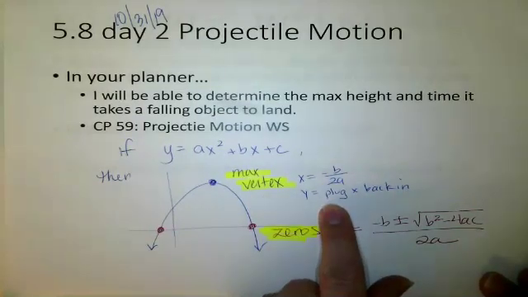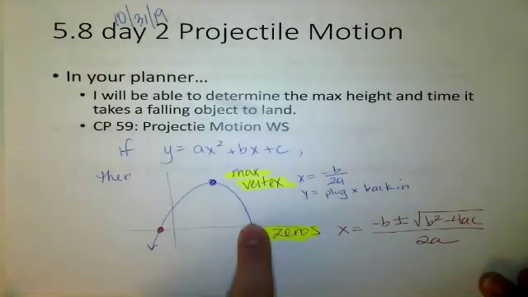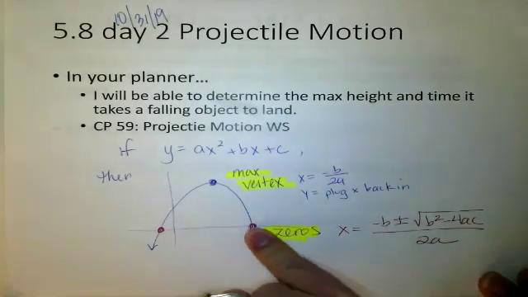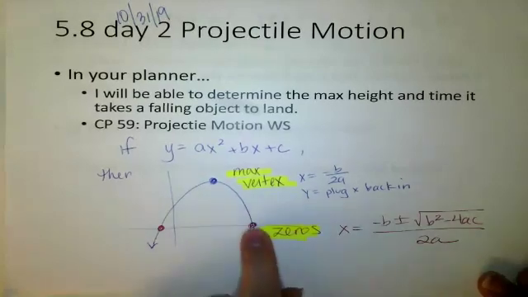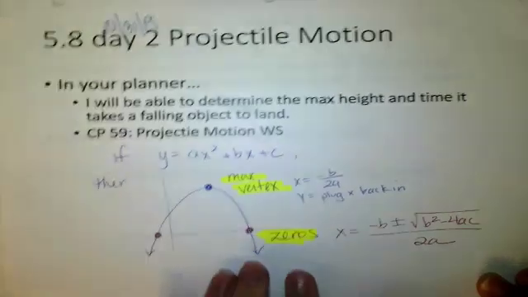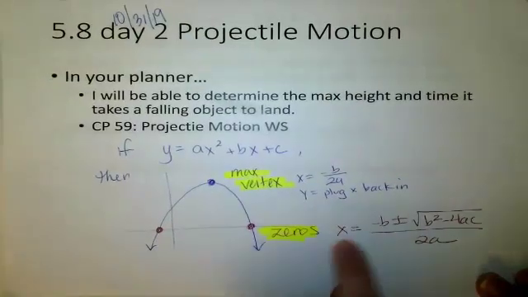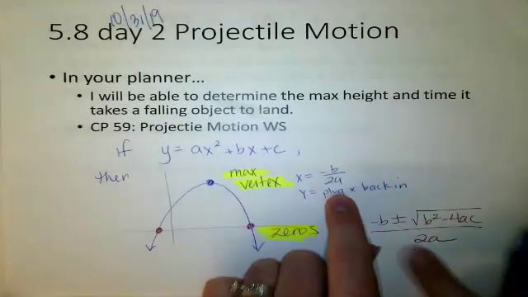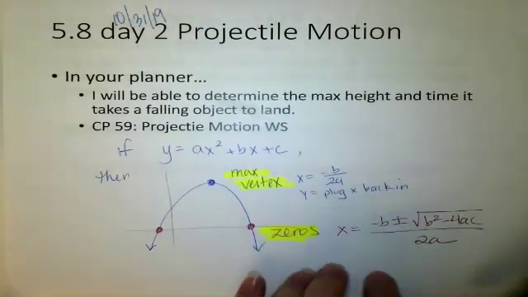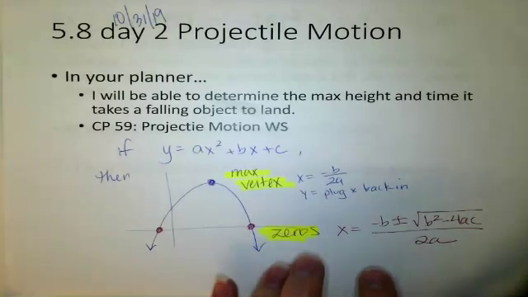yesterday. And then sometimes we want to know when the object lands on the ground. How long does it take for the object to hit the ground? And that's where it would fall on the ground here, where we have a height of 0. And to do that, we find the zeros. To find the zeros, we use the quadratic formula. You'll notice they both have the negative b over 2a part, okay? They are very closely related.